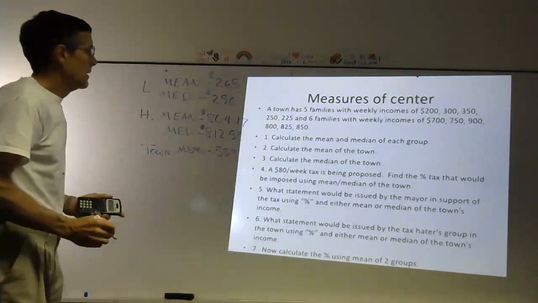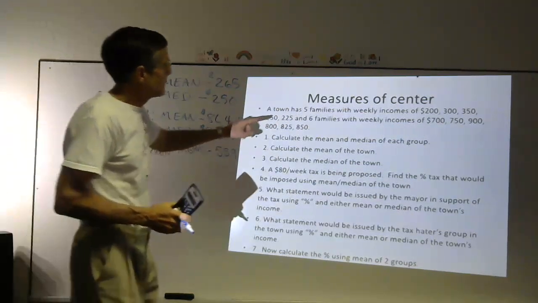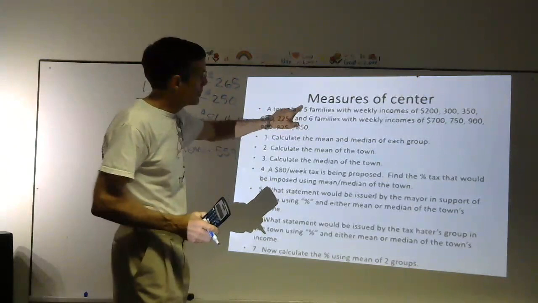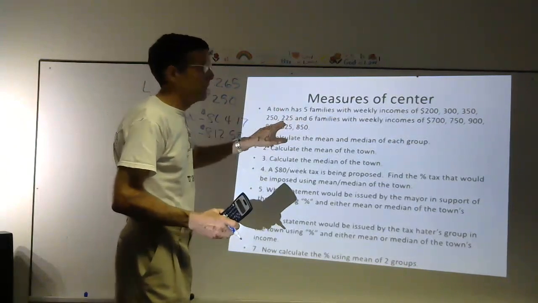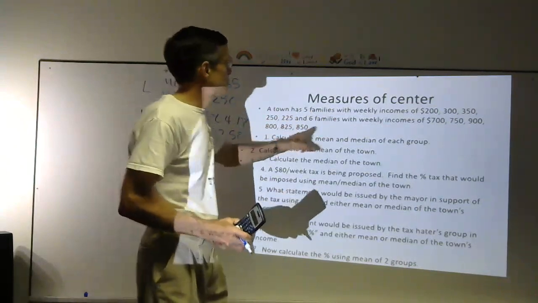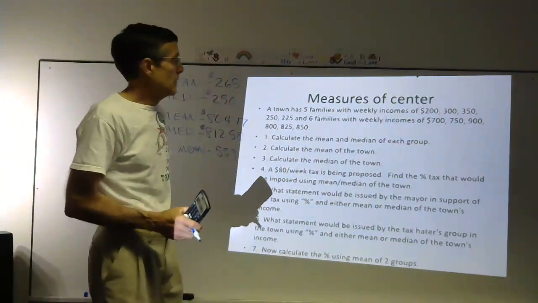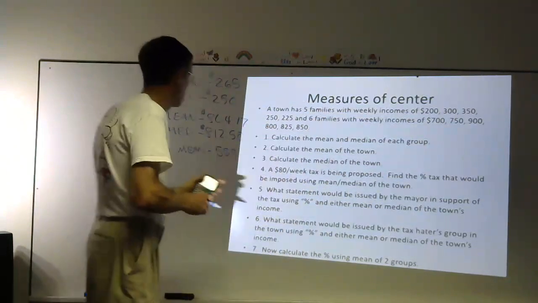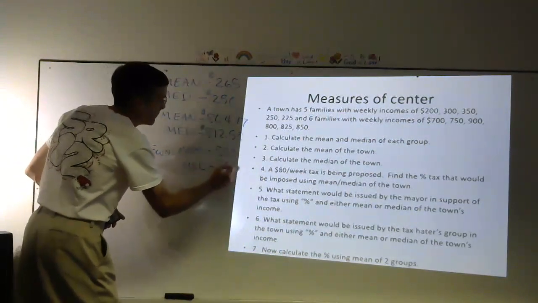Okay? How about the median of the town? The median of the town, if you go, there's a total of 11. So if you go up 5 and come down 5, the one in the middle is going to be the first one in this second group. Are you with me? Right? So the median of the town has got to be 700. Okay.